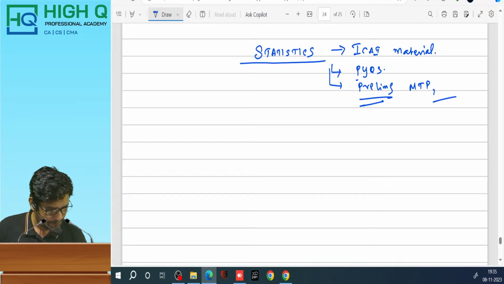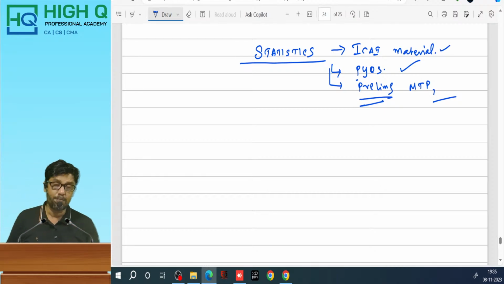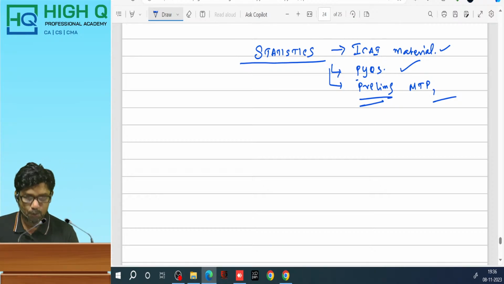So, ICAI material, past year questions, and the preliminary examination you are writing. When you cover these 3, almost 30-35 marks you will be able to score. Even 40 out of 40 is possible. This is a very, very important note, my dear. Next, in ICAI also, how to prepare, I'll tell you.